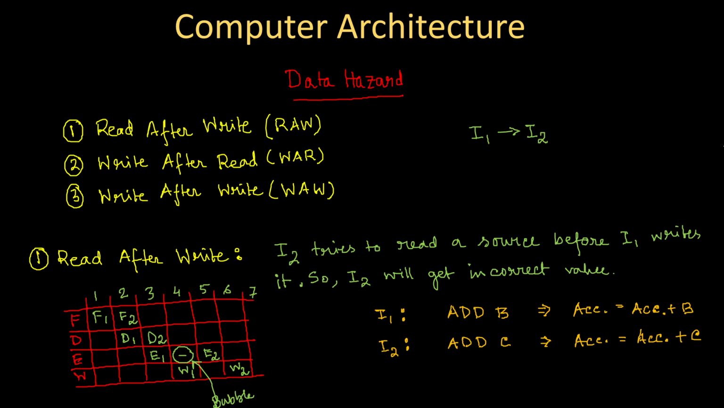So we have discussed the read after write hazard. Now we will see the second category of hazard, that is what we call write after read hazard.